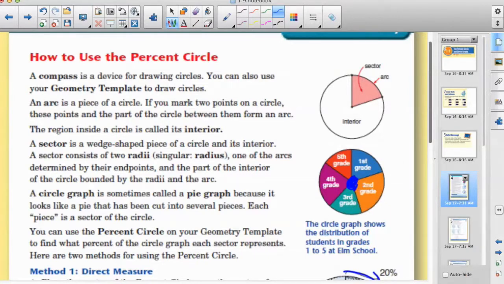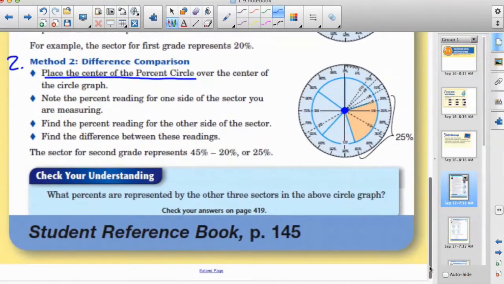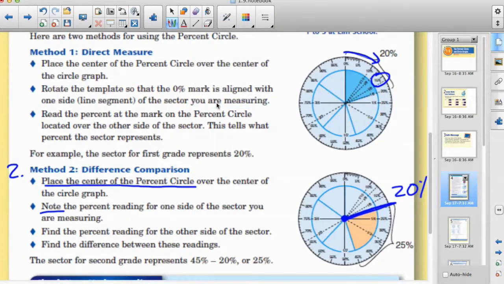Next, we write down the percent reading for one side of the sector you are measuring. So, for instance, maybe our sector begins right here. And right here, we need to see that's at 20%. You can see the sector that we're interested in, which is right here. So one line, one radius of our sector is going to 20%.